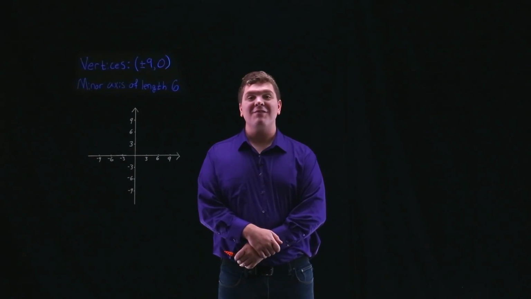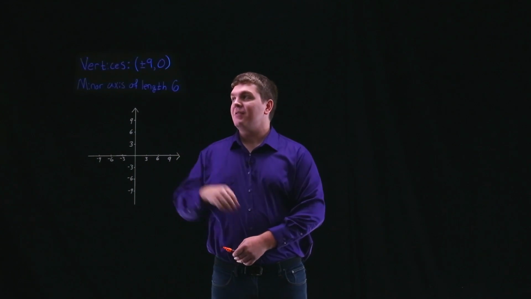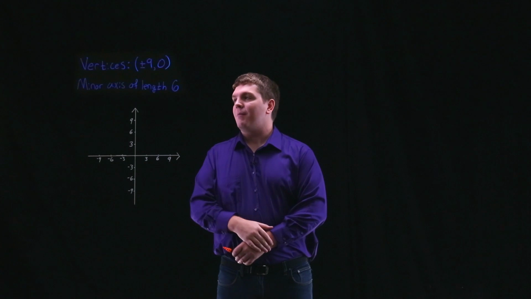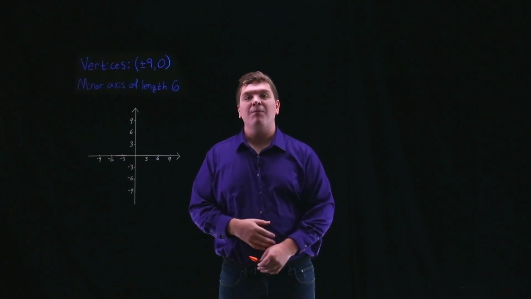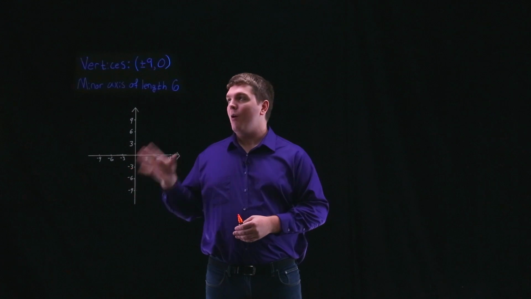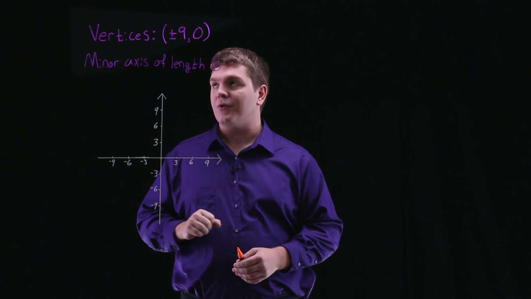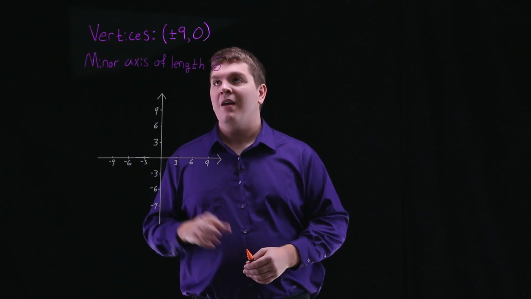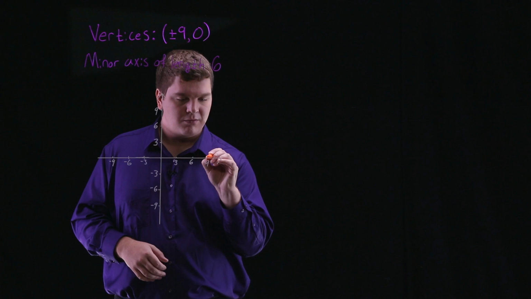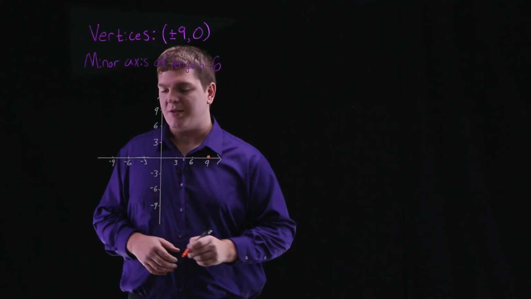For this problem, we're asked to find the standard form of an ellipse with the center at the origin and the vertices at plus or minus 9, 0, and we know that the minor axis has length 6. Before we begin, I'm just going to sketch roughly what this ellipse is going to look like. We know that the center is at the origin, and we have vertices at plus 9, 0, which will be here, and at negative 9, 0.